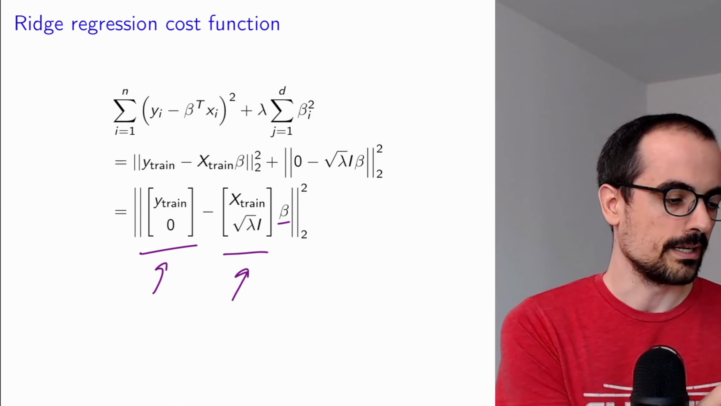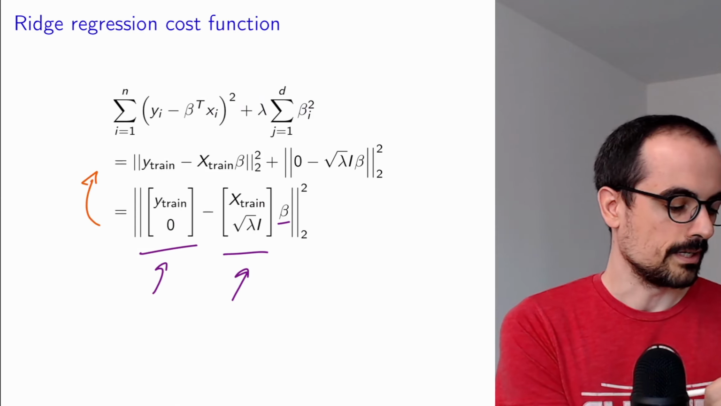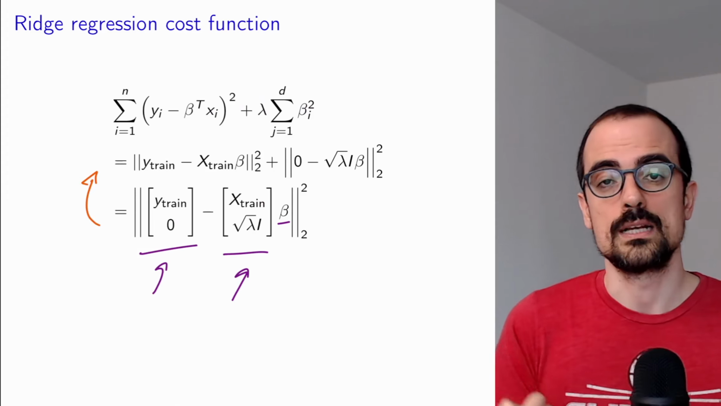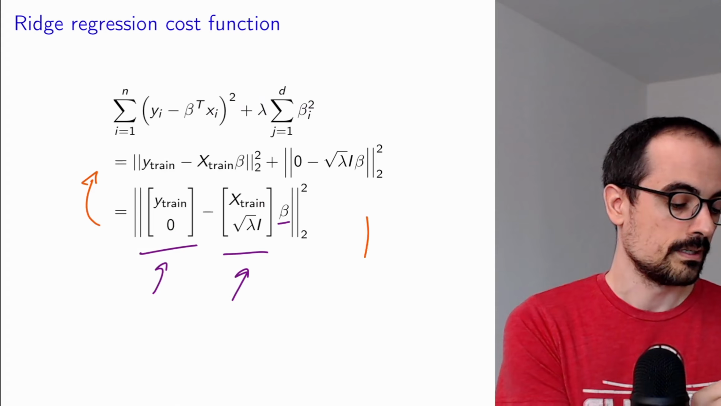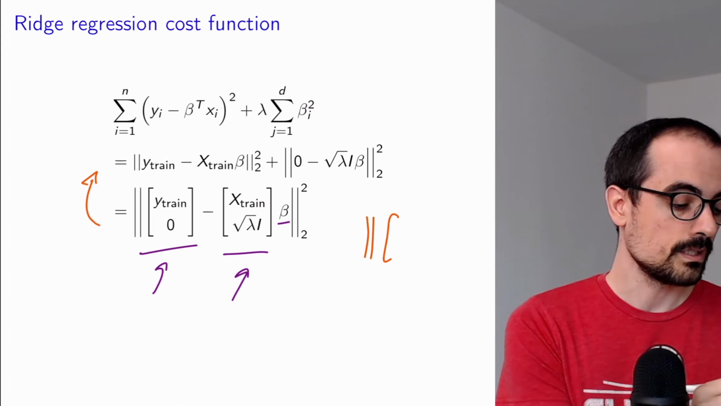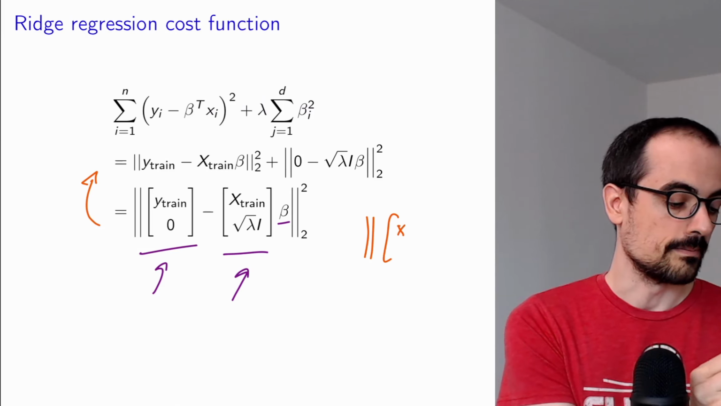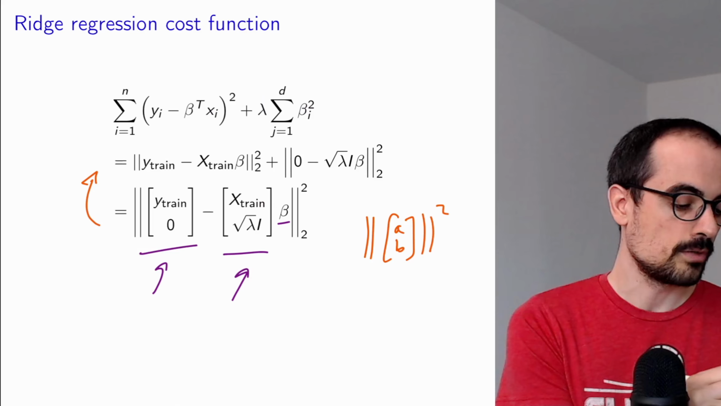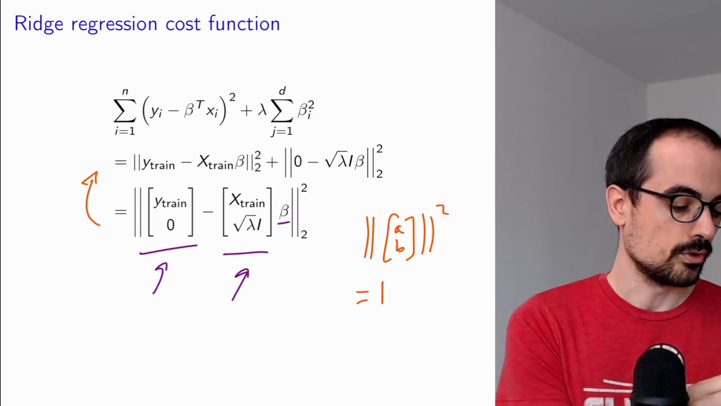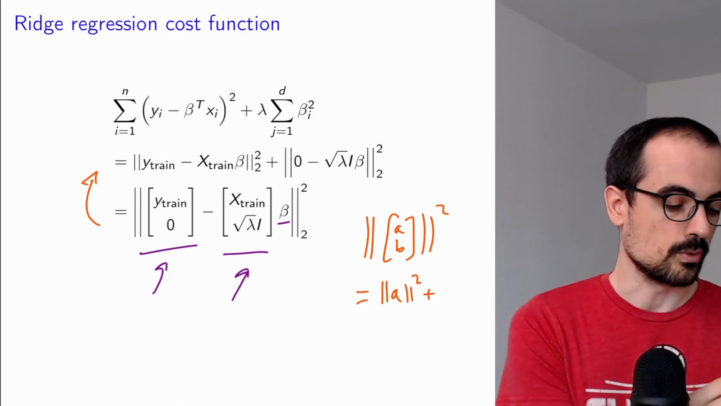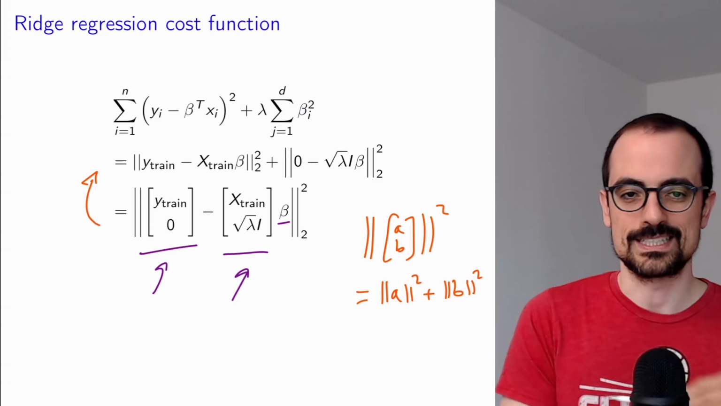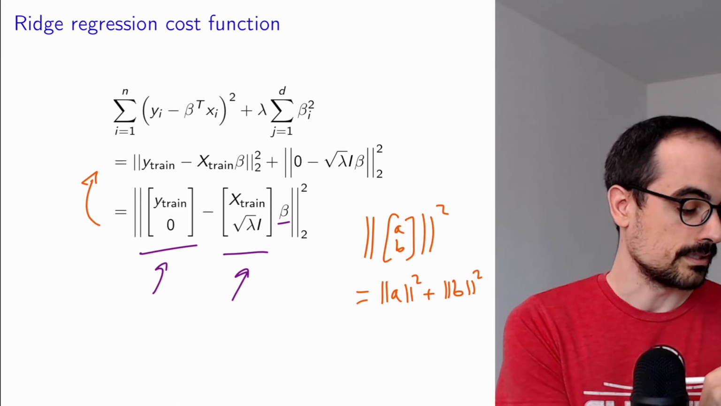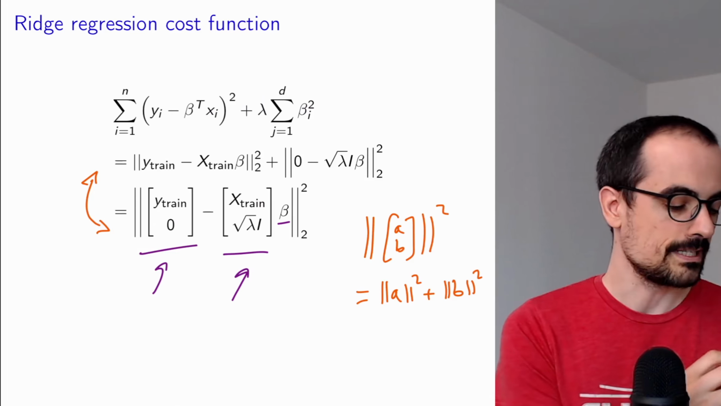First, let me tell you quickly why this is equal to that. If you have a vector A and a vector B, and you take the squared L2 norm of the stacked vector, this is actually equal to the squared L2 norm of A plus the squared L2 norm of B. So you can check that that is true. So that's why these two expressions are the same.